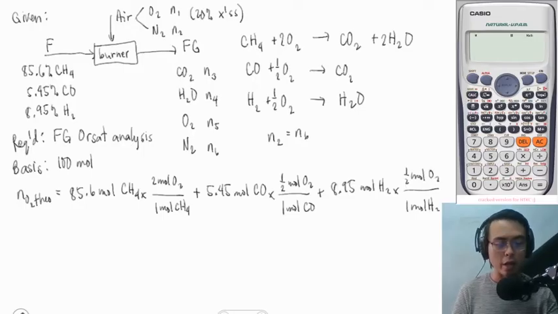In this case, you really have to make sure that your combustion reactions are balanced before you proceed. Because if they're not balanced, then you are automatically wrong in the NO2 theo. Okay? So solving for NO2 theo, what do we have?